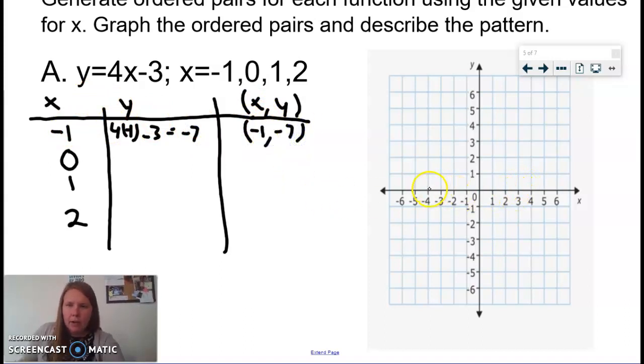And I could already go over here and plot that on, which is down here. Okay. Plugging in 0, okay, 4 times 0 is 0.